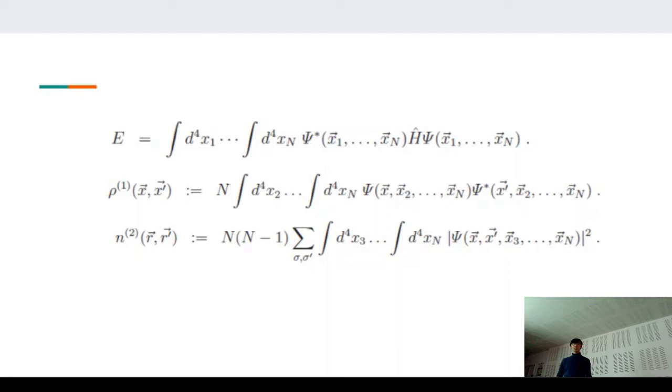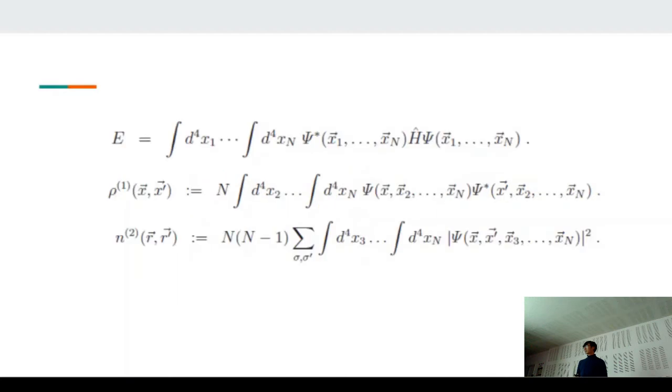So to make things a little bit easier, we have the 1 particle density, rho 1, and we have the 2 particle density, n2. The 1 particle density is simply n, and we integrate over n minus 1 particles. For the 2 particle density, we have the integration over n minus 2 particles, and we sum over particle 1 and particle 2 spins. The reason we do that is because we have r here, and this one is defined with x.